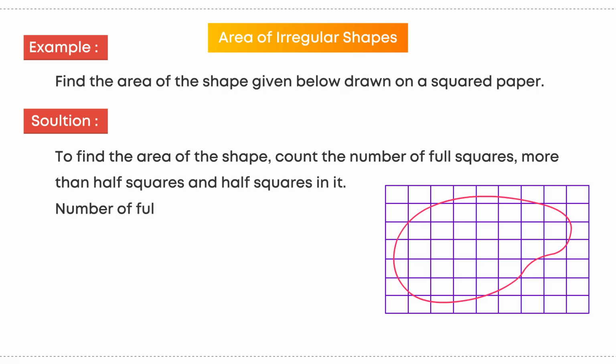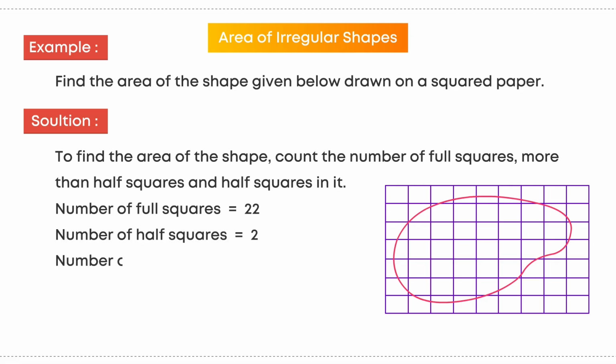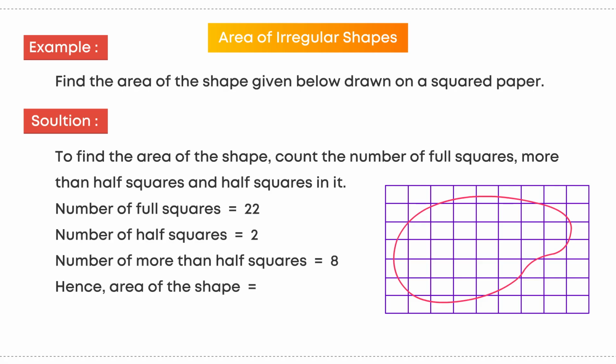Number of full squares is equal to 22. Number of half squares is equal to 2. Number of more than half squares is equal to 8. Hence, area of the shape is equal to 22 plus 1 plus 8 is equal to 31 sq cm.